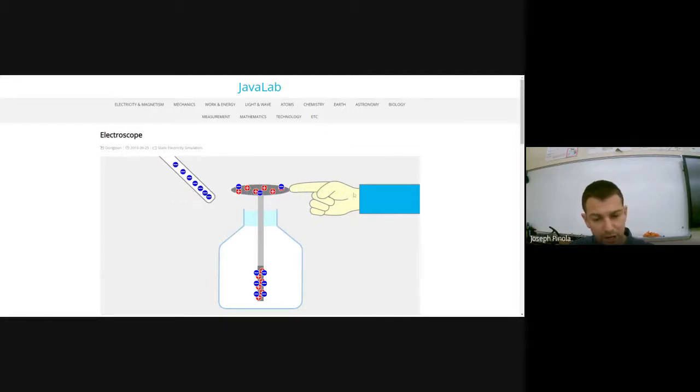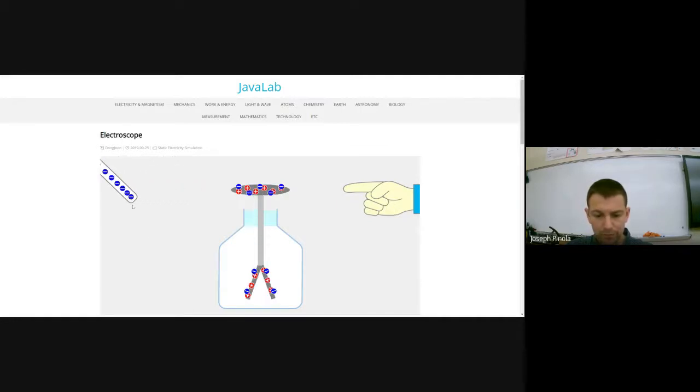Do you see how some of the negatives moved away from the negative rod that I brought nearby? Well, now with the rod still in place, I'm going to remove my hand. And now I'll remove the rod. Notice at this point, the electroscope has become charged. Not because the rod ever touched it, but because the rod was brought near. And due to polarization, we caused the extra electrons to want to leave, thus leaving the rest of the electroscope charged positively and the leaves separating.